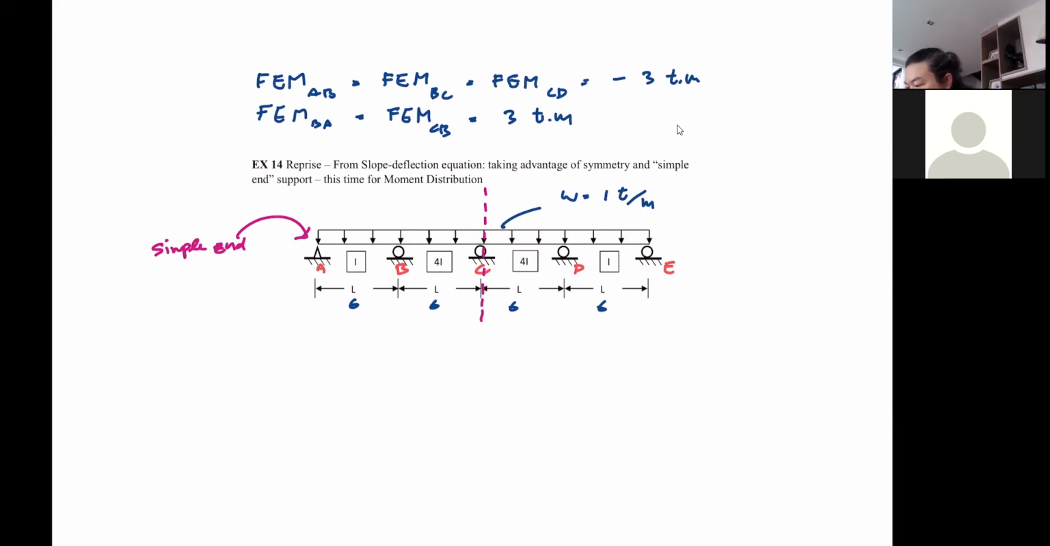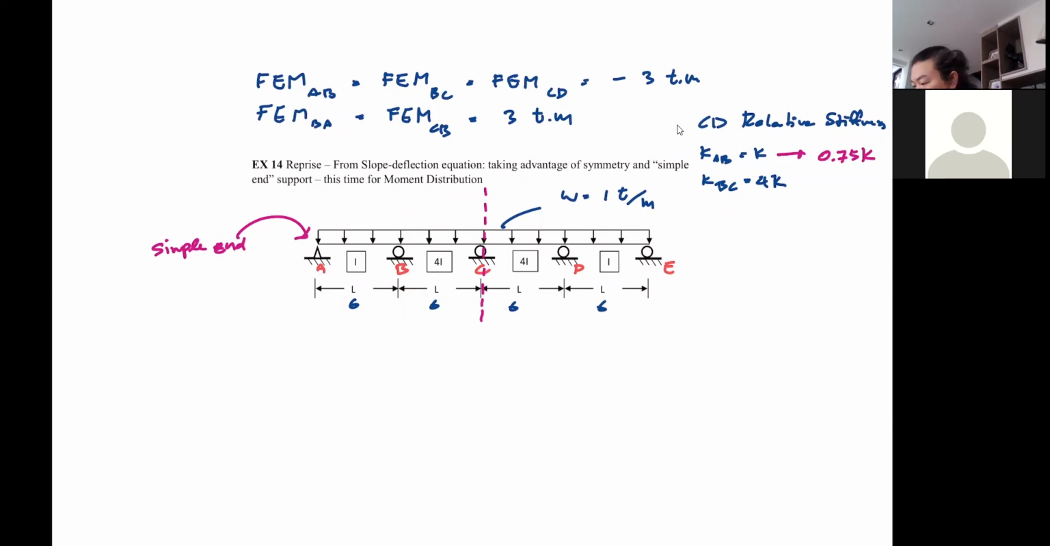So, without further ado, let's take a look at the relative stiffness. Now, because it's 4I, KAB is K, and then KBC is 4K. All right, so with modification, this becomes 0.75K.